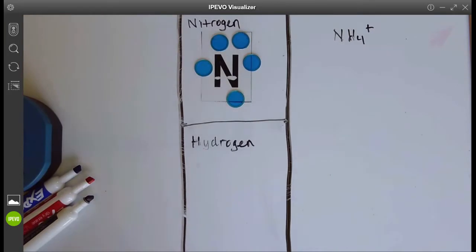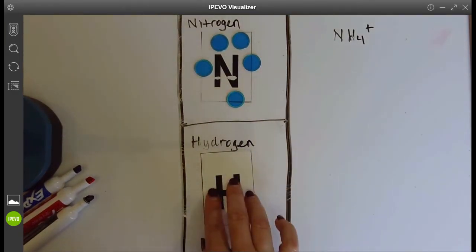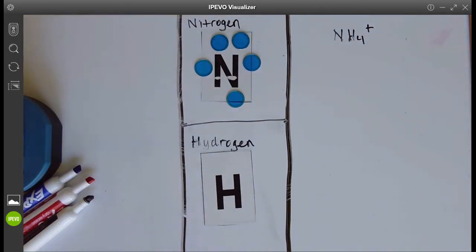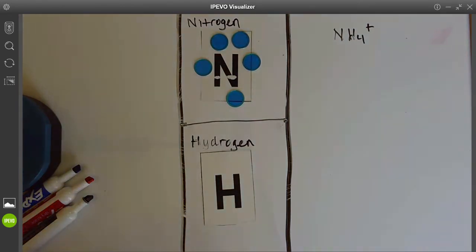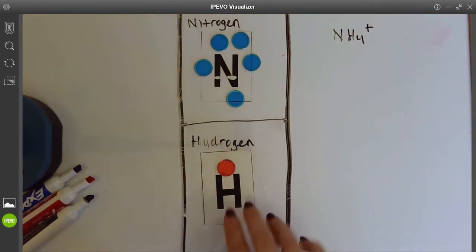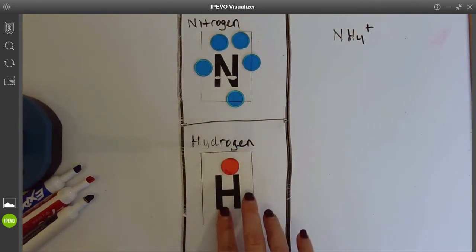And then it also has hydrogen. So here's my hydrogen atom. And hydrogen has 1 valence electron since it's in group 1. And there's its 1 valence electron.